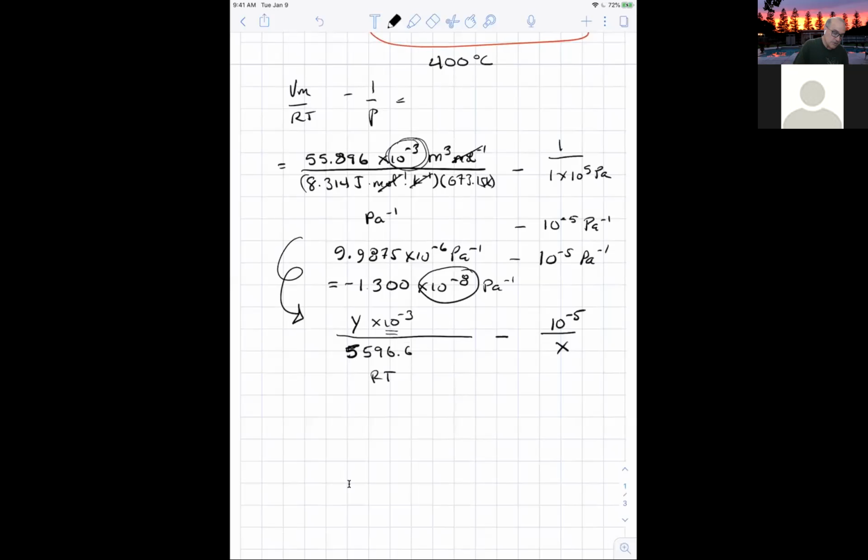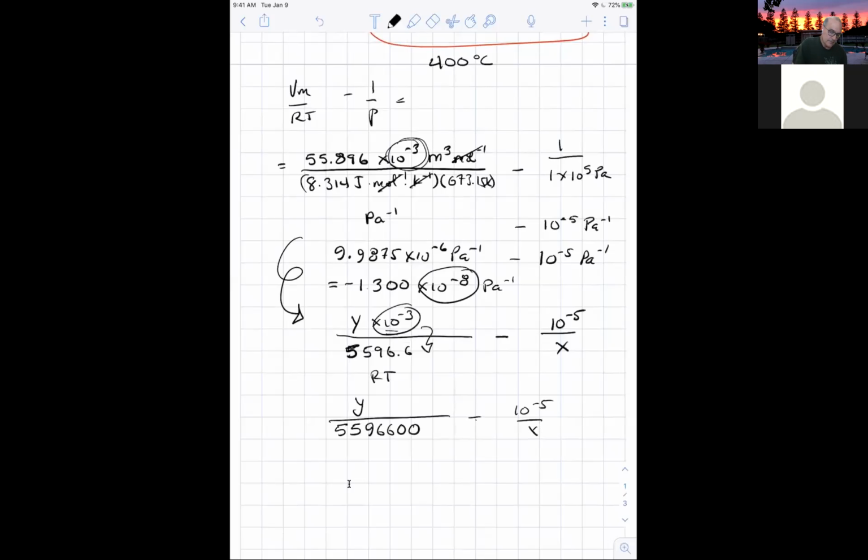So here's what I'm going to do. The first thing I'm going to do is absorb this 10 to the minus 3 into the bottom: 5596600. Do you see what I did? Instead of multiplying by 10 to the minus 3 on the top, I'm going to multiply by 10 to the 3 on the bottom. Does that make sense? That would cancel out the 10 to the minus 3 on the top. That puts it on the bottom and just makes the number bigger on the bottom.